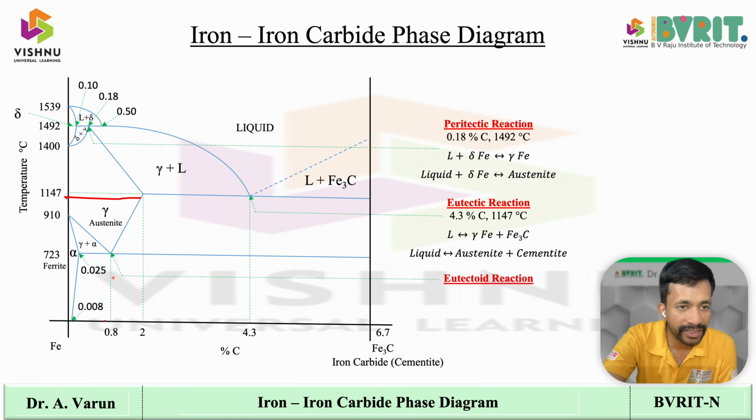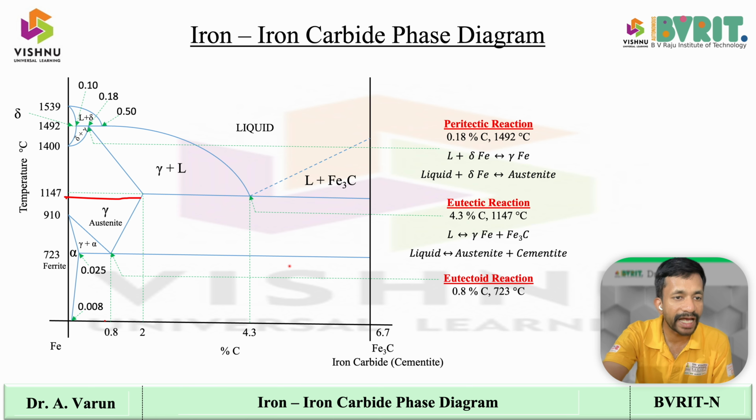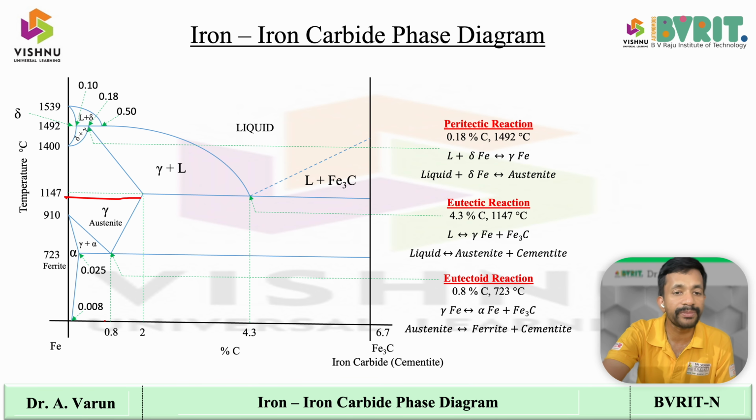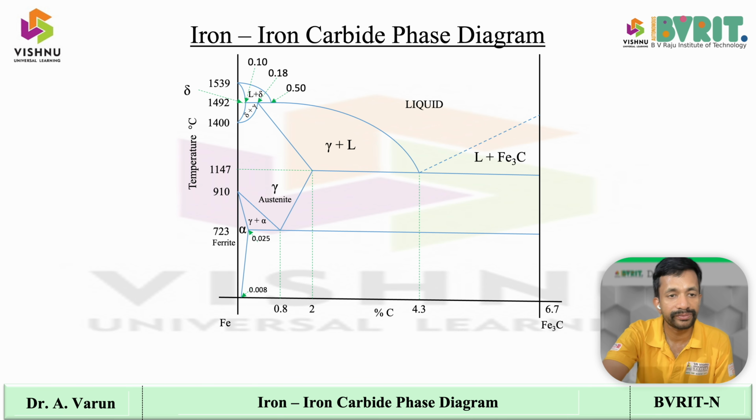And the third reaction is occurring here, which is in the solid state, wherein gamma will give rise to the ends of the line. That is, this side it is alpha, which is named ferrite, and that end is Fe₃C, which is cementite. So at 0.8% of carbon and 723 degrees centigrade, gamma gives rise to alpha iron plus Fe₃C. Alpha is called ferrite, Fe₃C is called cementite. So austenite gives rise to ferrite plus cementite. This ferrite plus cementite mixture is called pearlite.